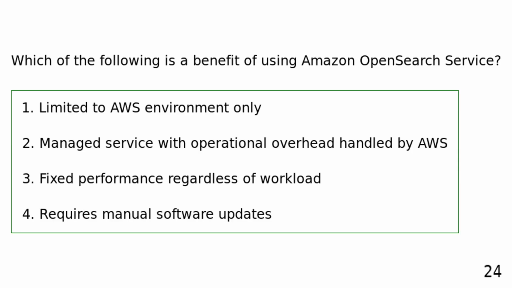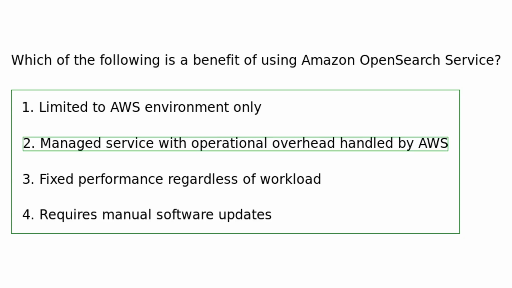Which of the following is a benefit of using Amazon OpenSearch Service? Limited to AWS environment only. Managed service with operational overhead handled by AWS. Fixed performance regardless of workload. Requires manual software updates. Amazon OpenSearch Service is a managed service, which means AWS handles operational overhead.